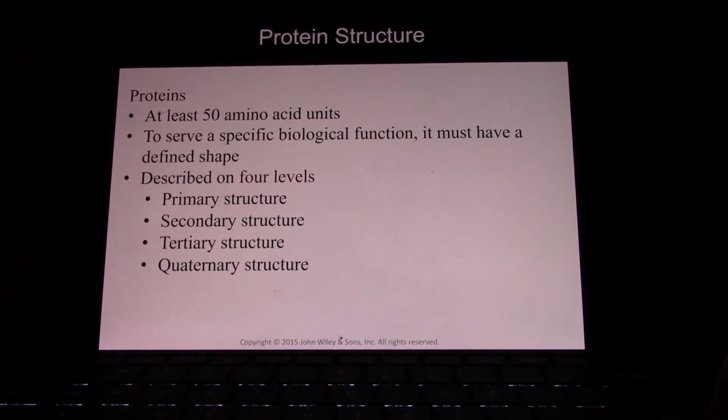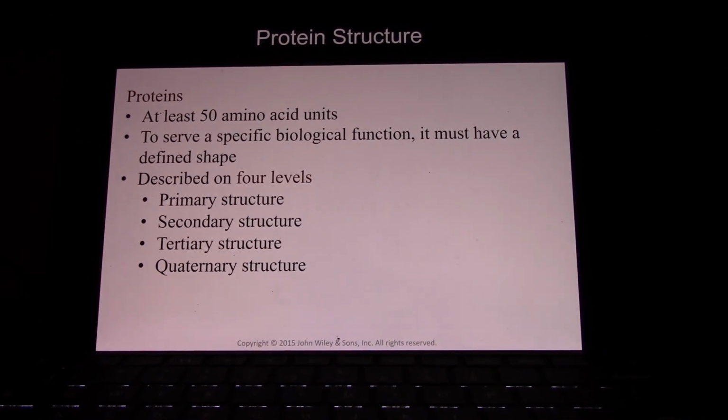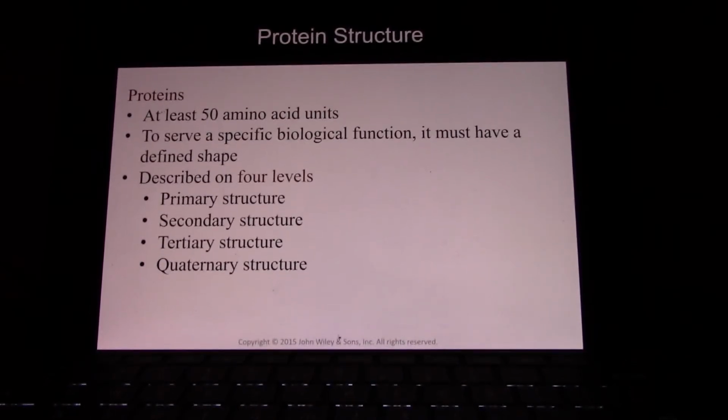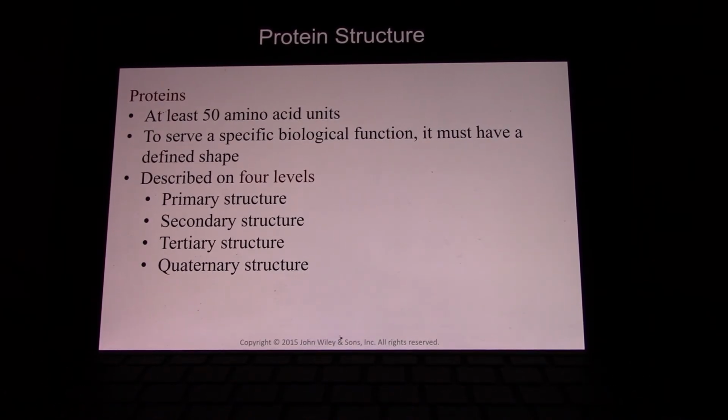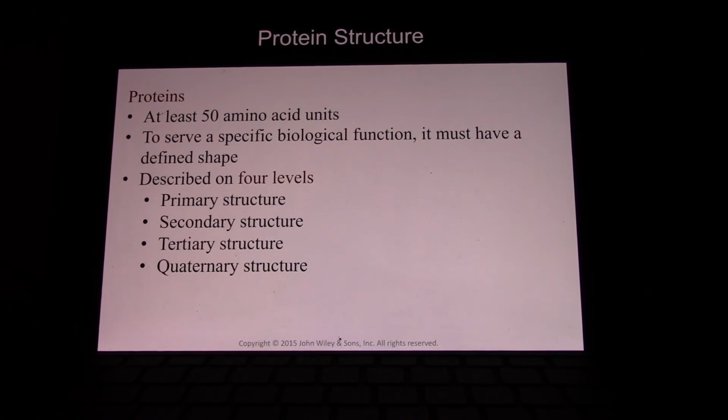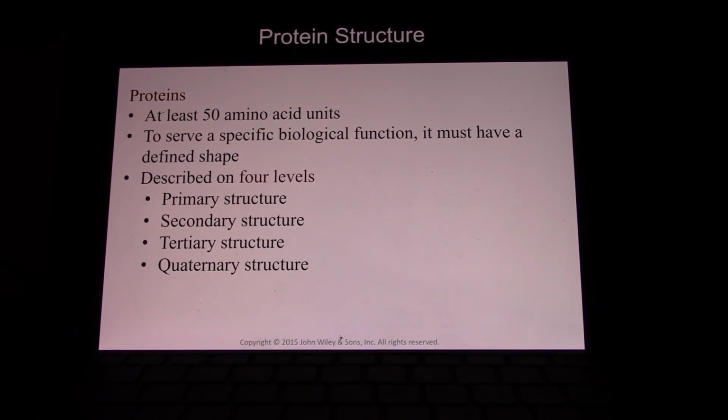Proteins. You need at least 50 amino acid units to be a protein. And to serve a specific biological function, a protein requires a definite shape. And we describe proteins on 4 levels. The primary structure, which is just the linear order that the amino acids are linked together. The secondary structure, this is the folding that is only due to hydrogen bonding. Secondary structure is 100% due to hydrogen bonding. And that gives us alpha helices and beta turns and beta sheets.